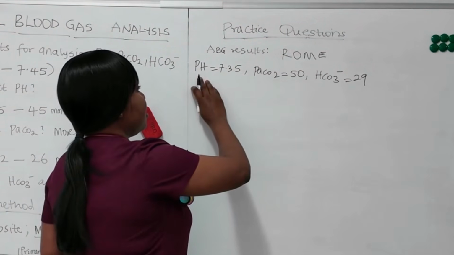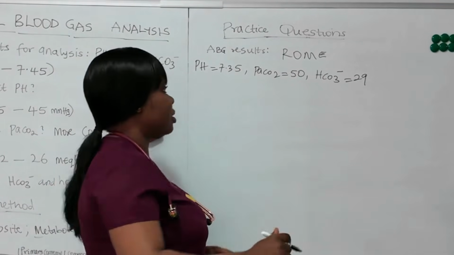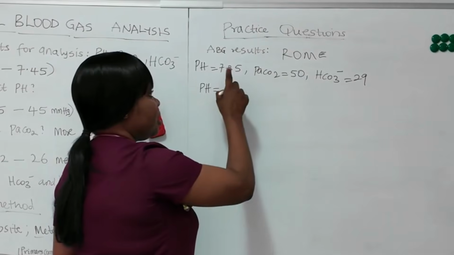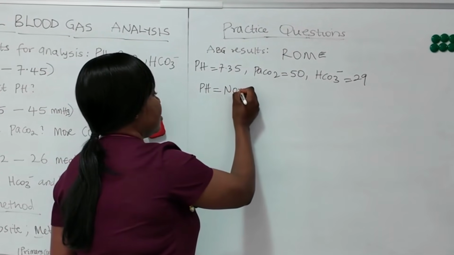So first we start with pH. Remember, we always analyze pH and bicarbonate component first. So pH, the pH from here is saying 7.35, that's normal.